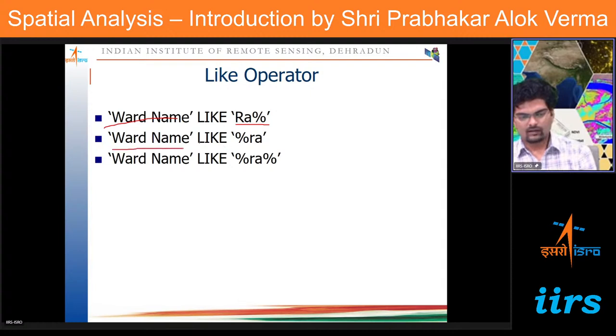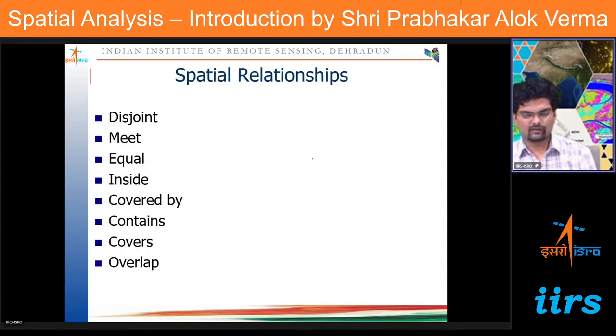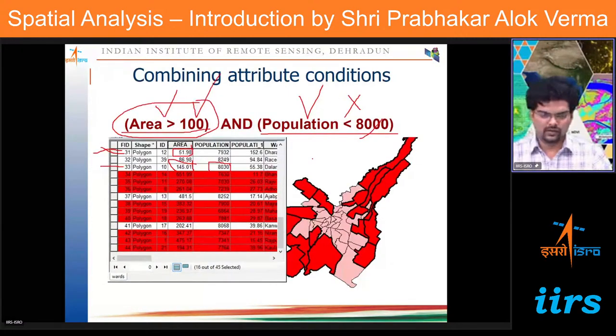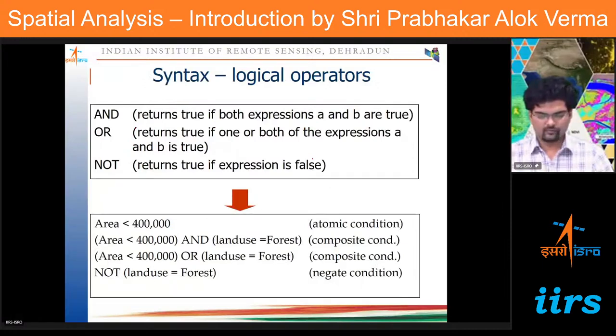Ward name LIKE '%RA', which means if the name is ending with RA, that will be selected. Ward name LIKE '%RA%', which means wherever RA is somewhere in between, those records will get selected from this LIKE operator. So this is the way of using attribute queries.